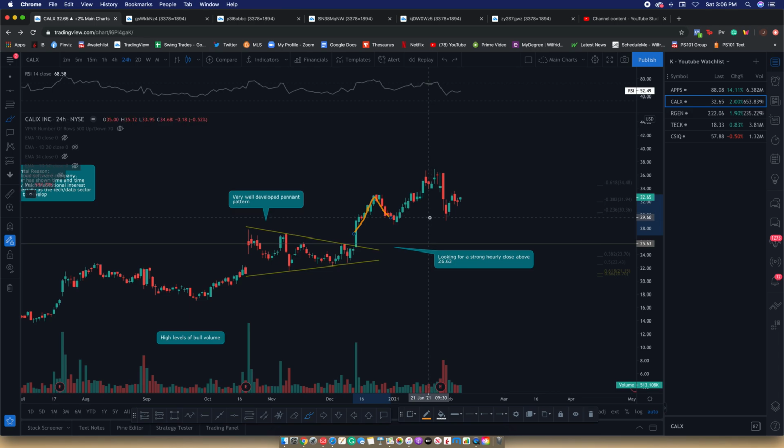So we see a holy grail type setup here, strong impulse wave, pullback right to the 20 EMA. For those of you that don't know the holy grail, I encourage you to look up Trader Stewie and his blog. He explains it extensively there. But essentially it's just a strong impulse wave that corrects to the 20 EMA, and then we see a bounce follow through.